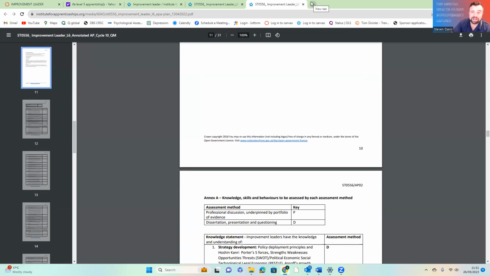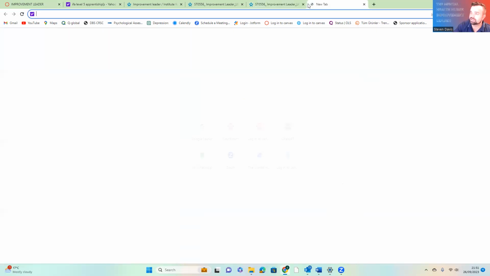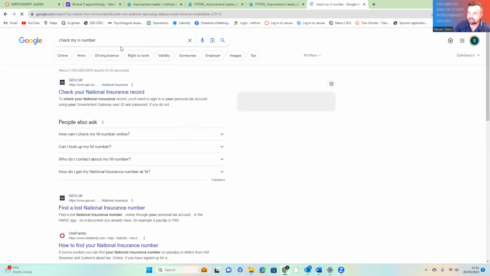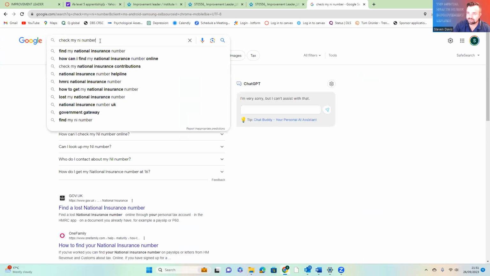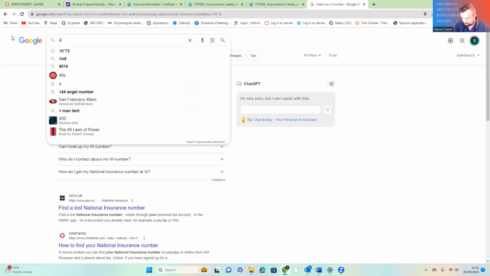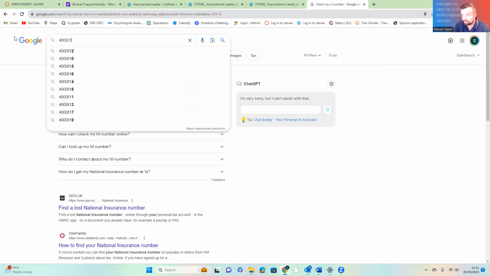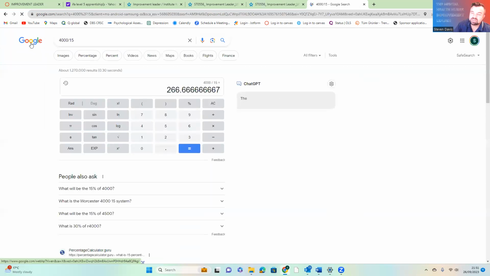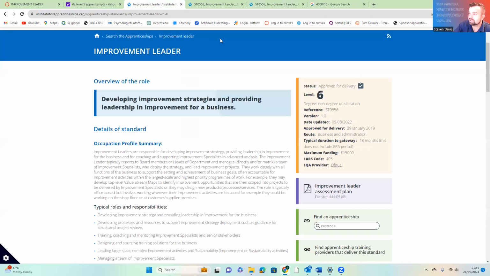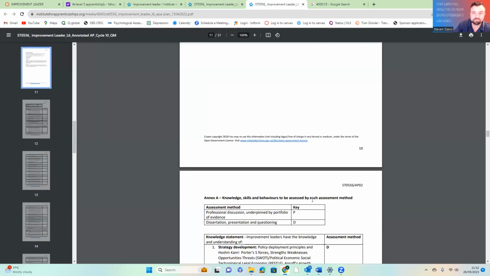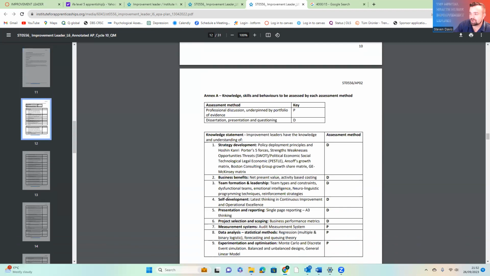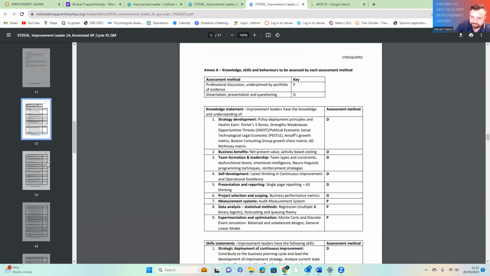So if you think about it, you've got to do, off the top of my head, let's just have a look. So 4,000 divided by 15. It's about 266 words per outcome. It's not a lot. So by the time you've done it and explained it, job done. So that's relatively straightforward.